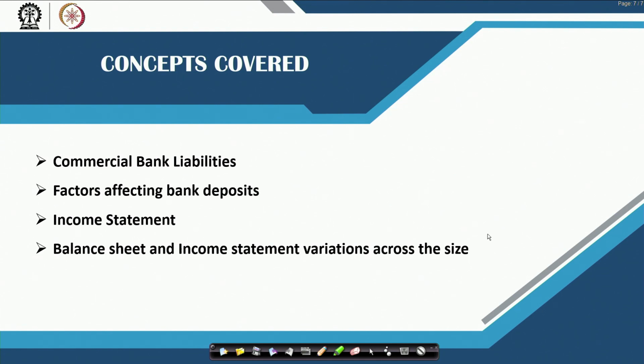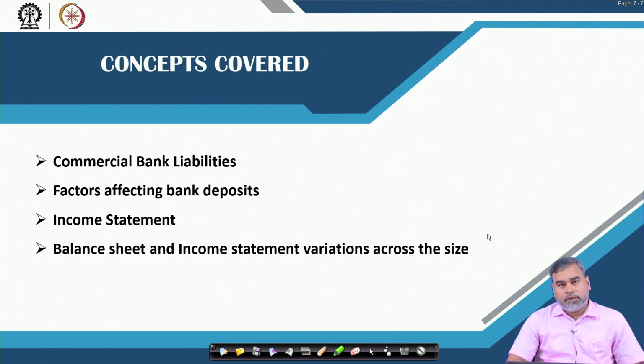So, in this session we will be discussing the different types of liabilities and the factors affecting the bank deposits, and the income statement or the profit and loss account of the commercial bank. Then how the balance sheet and income statement vary across the size of the commercial bank. So, these are the objectives of the discussion.